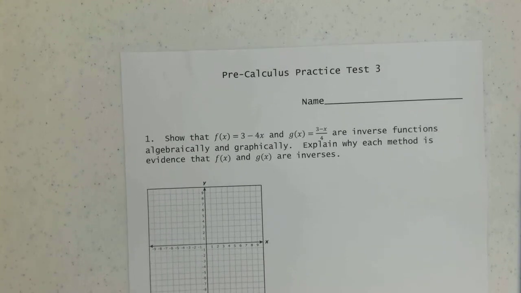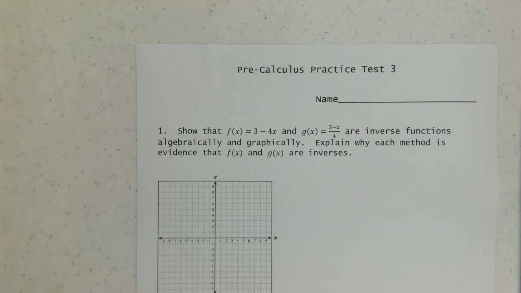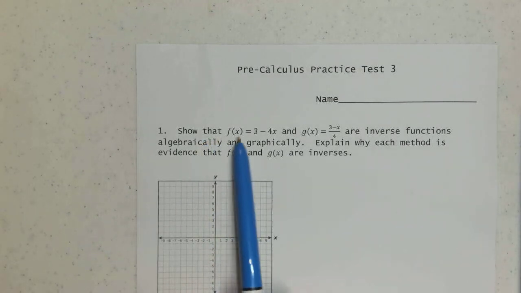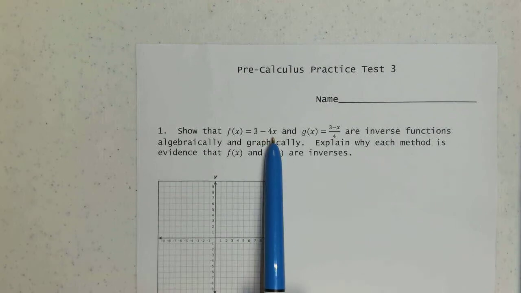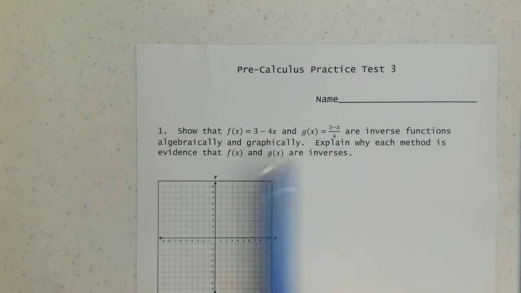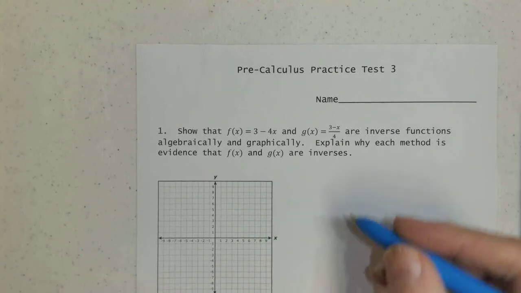Well, hi everyone. Let's take a look at this practice test and see what we can do. First question, show that f of x equals 3 minus 4x and g of x equals 3x minus 4 are inverse functions, both algebraically and graphically. Explain why each method is evidence that f of x and g of x are inverses.